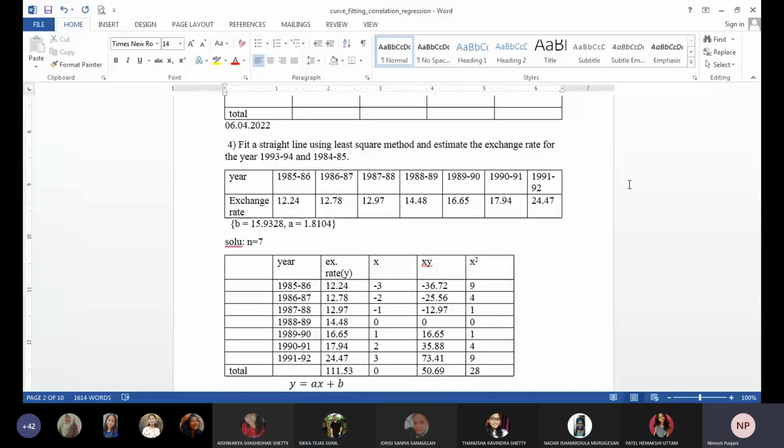What will be the value of x for the year 1984-85? -4. Good.